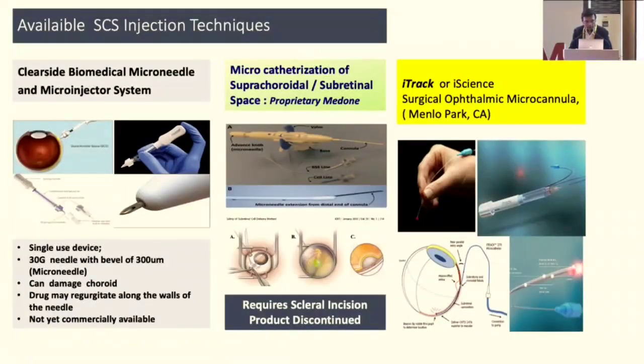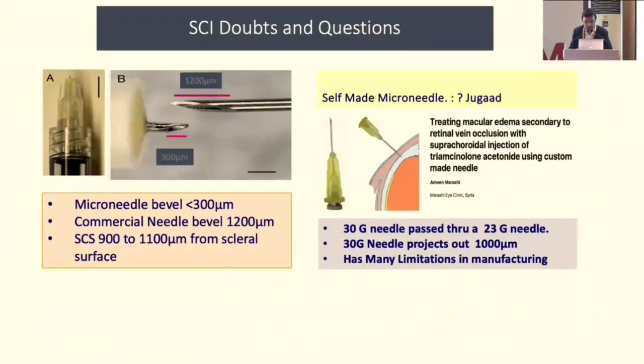These are the various devices that are available at the moment. One is by Clearside Biomedical, then there is microcatheterization, which has been abandoned by Medven, and then the EyeTrack mechanism by iScience. The basis behind this is a microneedle, which is difficult to get, because a microneedle has a bevel of less than 300 microns. A normal needle has a bevel of 1200 microns. So people have done a jugaad by combining a 30 gauge needle with a 23 gauge needle, which you get from Pricon, but sometimes these are not very consistent, and it has not consistently worked in my hand, but yes, it can work.